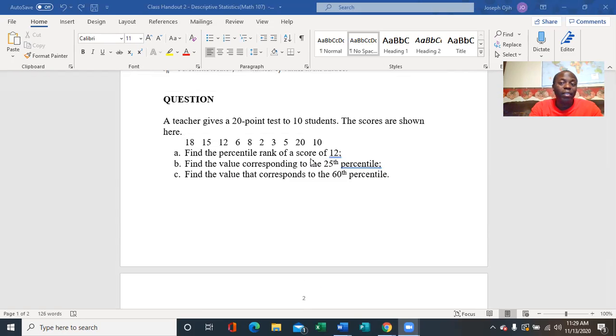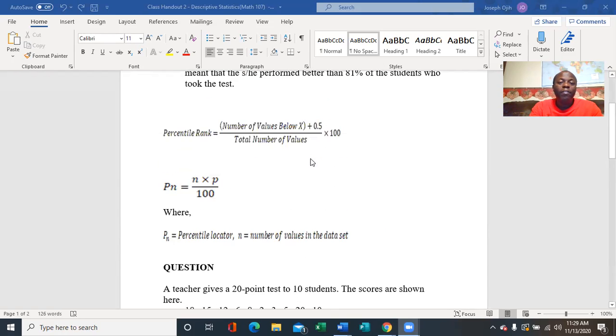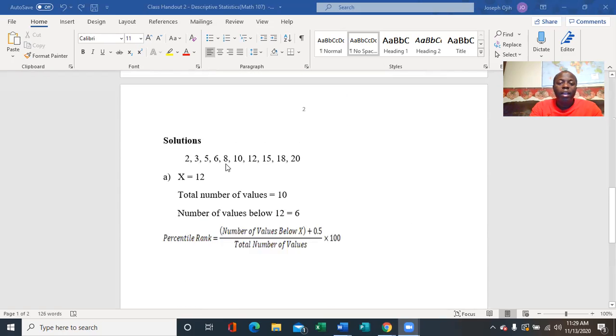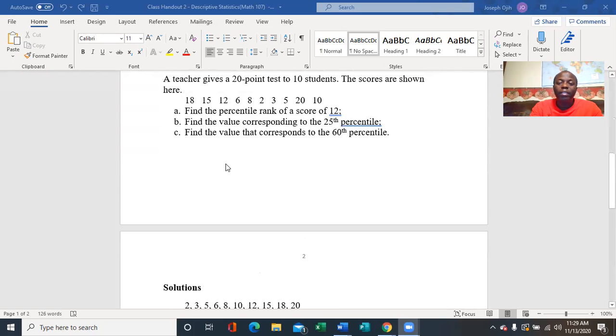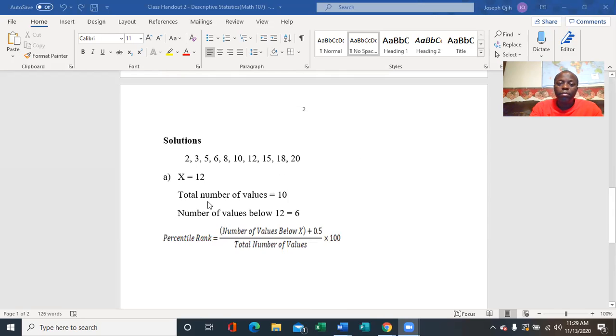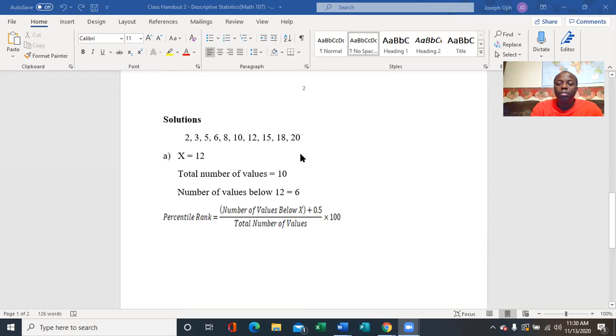So we're looking for percentile rank, which means that the formula we're going to use is this one. Since you're looking for the percentile rank of a score of 12, your x is 12. Now, in the formula, we also have total number of values. So how many values do we have here? 1, 2, 3, 4, 5, 6, 7, 8, 9, 10 values.